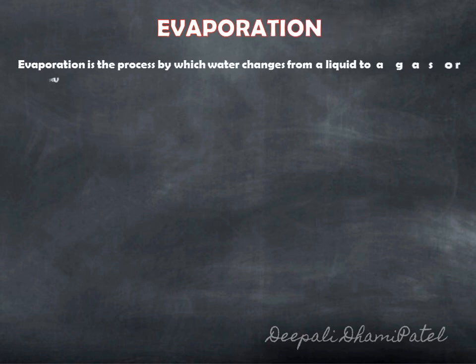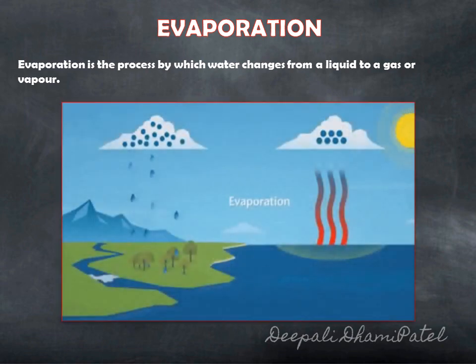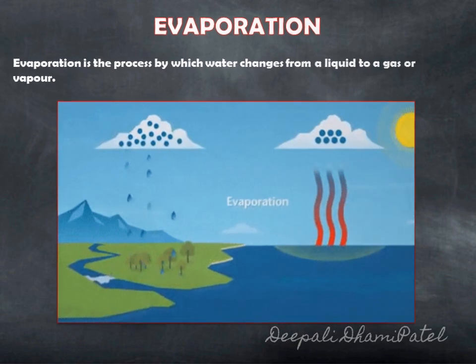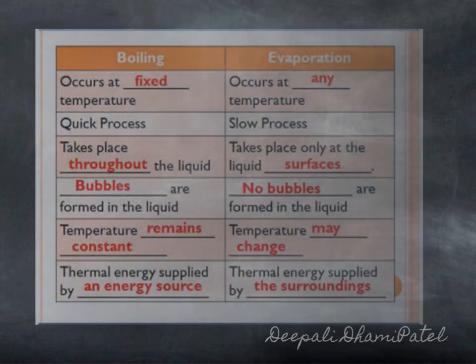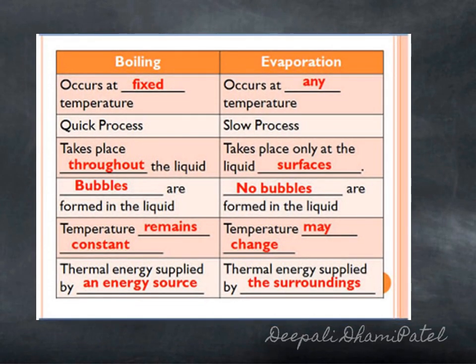Now let us see what is evaporation. Evaporation is the process by which water changes from a liquid to a gas or vapor. Here, the process is a natural process which occurs on a large scale. Now let us see the difference between boiling and evaporation.